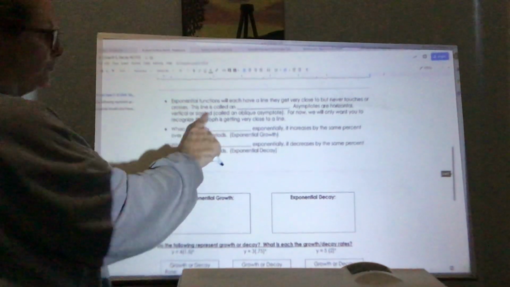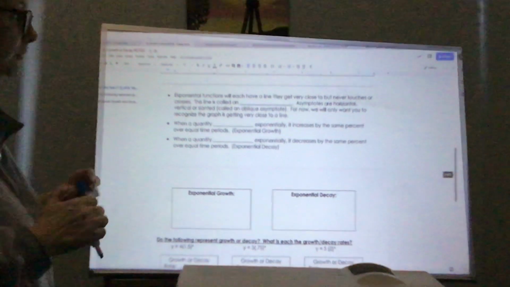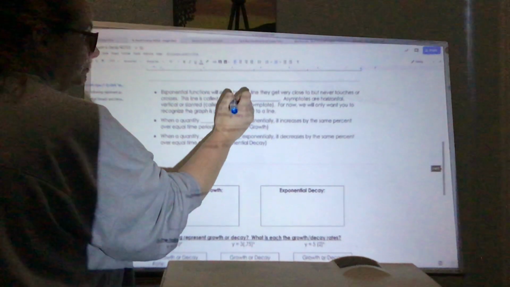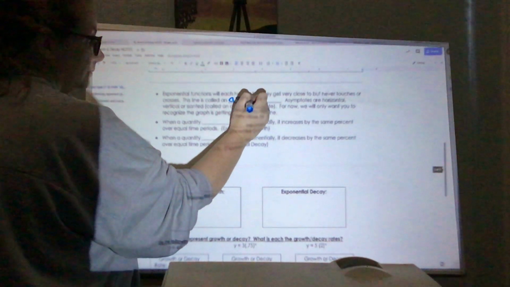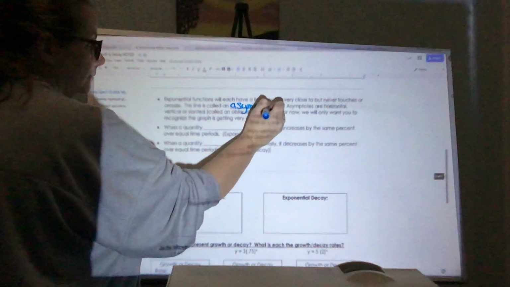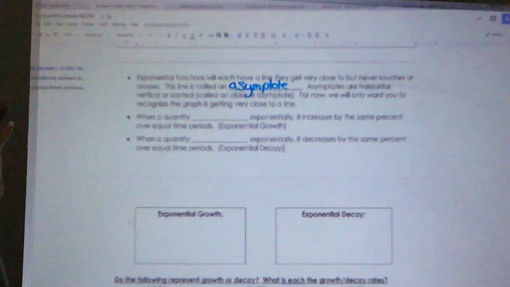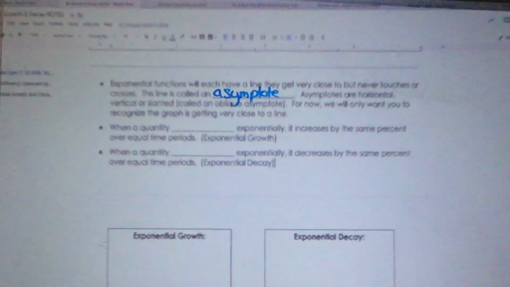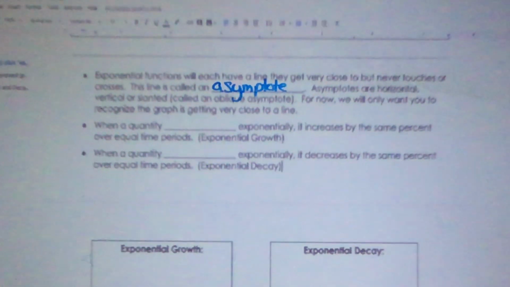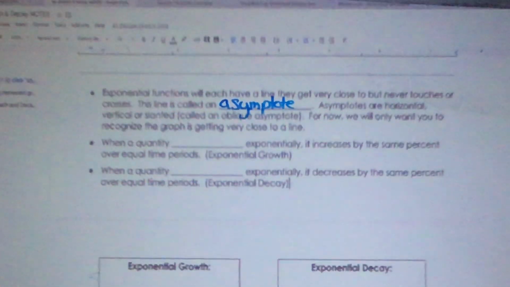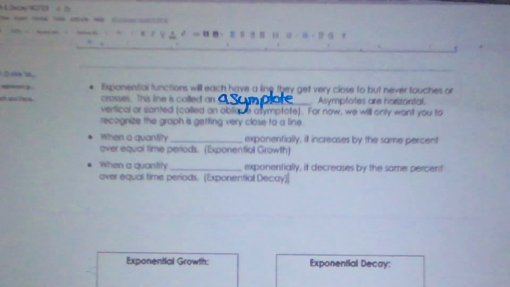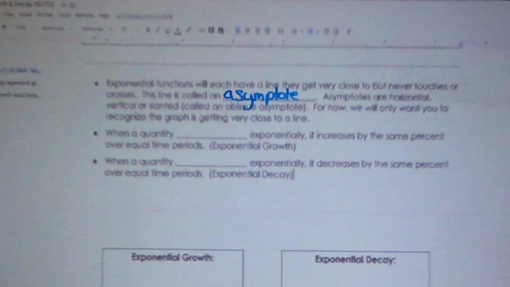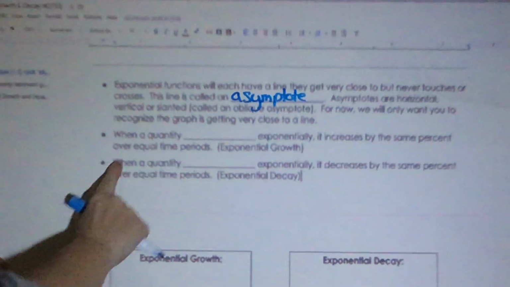Okay, so exponential functions have that line that they get very close to, but they never touch. And in math, we call that line an asymptote. Asymptotes are either a horizontal, a vertical, or a slanted line that your graphs will get very close to but not touch. That's all you need to know about it right now, is that that's what it's called. You'll learn more about that in later math classes.